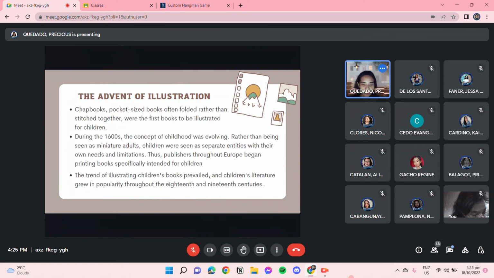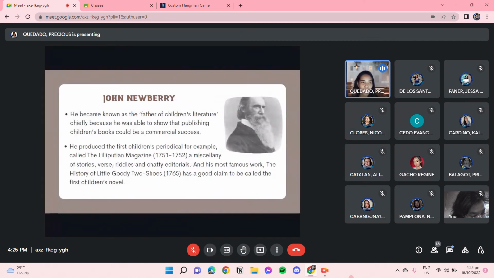So after that time, publishers throughout Europe began printing books specifically intended for children alone. This trend of illustrating children's books prevailed and children's literature grew in popularity throughout the 18th and 19th century. So let's see what happened. John Newbery is very popular, a pioneer of commercial children's literature today. Why? What did he do to be known like this?